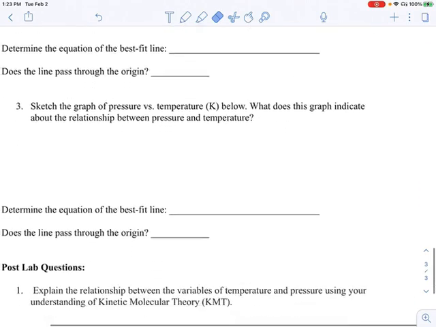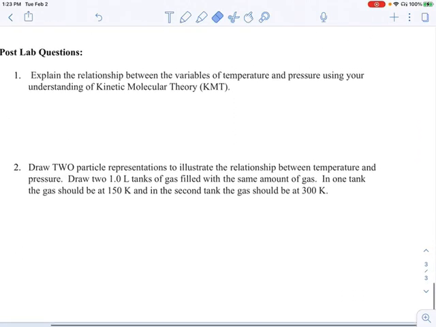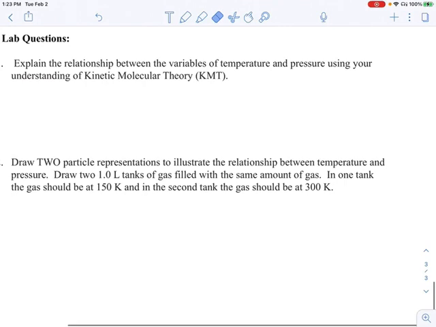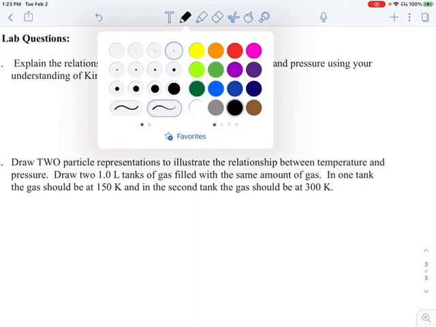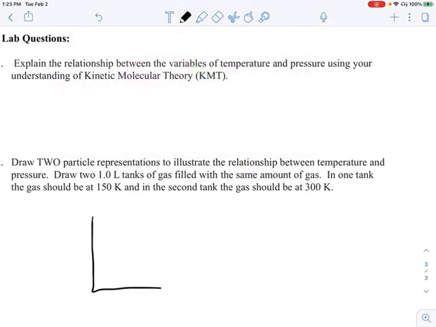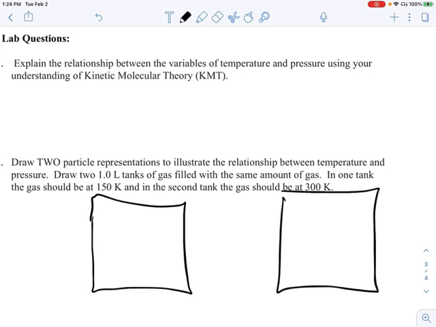And that should be enough to complete most of this activity and answer most of these questions. For the last part of this activity, it's going to ask you to draw a representation that illustrates the relationship between temperature and pressure. For this particle representation, you should pay attention to a couple things. One is that you're going to draw two 1-liter tanks. So your tanks should be the same size.